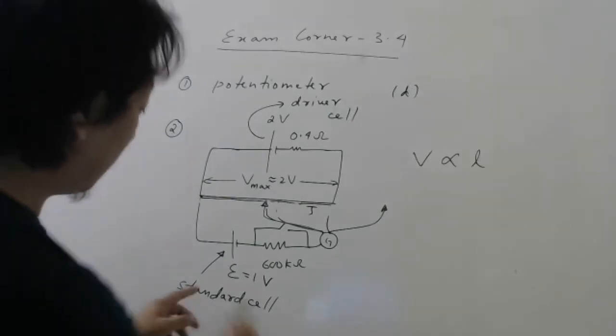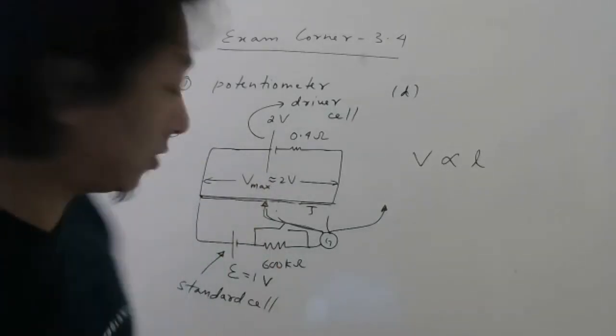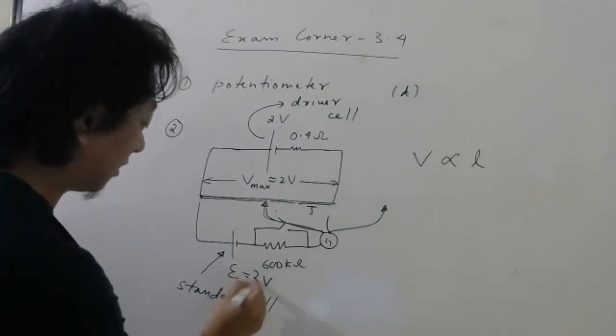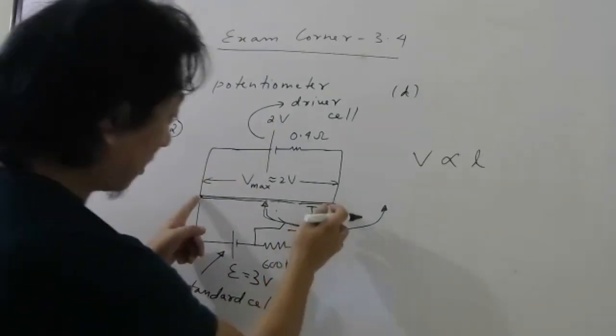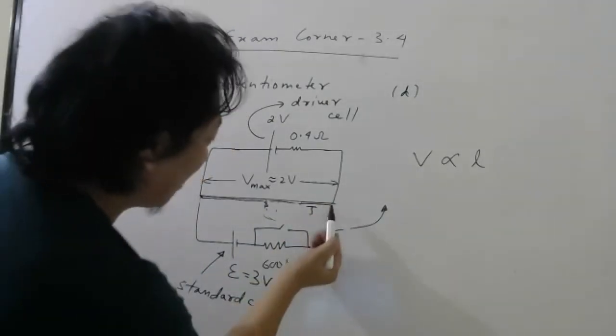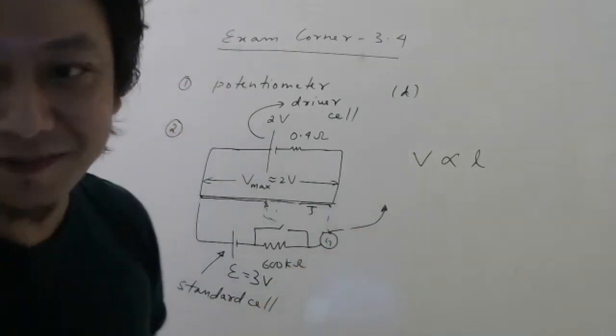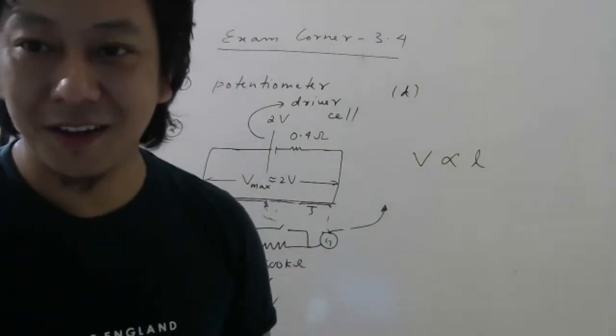But if this is more than this, then you will not get any balance point, because this is 3 volt. Imagine this is 2 volt. So maximum here is 2 volt. So where will you keep the jockey? If you keep it here, maximum 2 volt you will get. More than that, there is no wire only. Understanding or not? Yes or no?